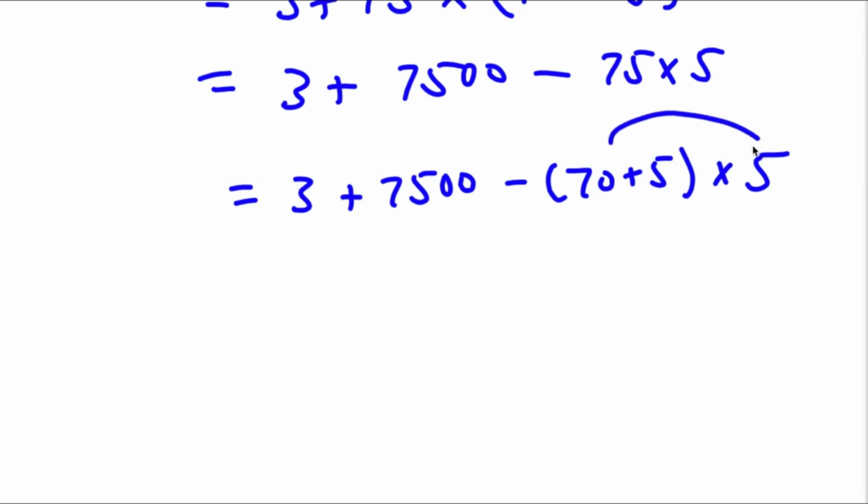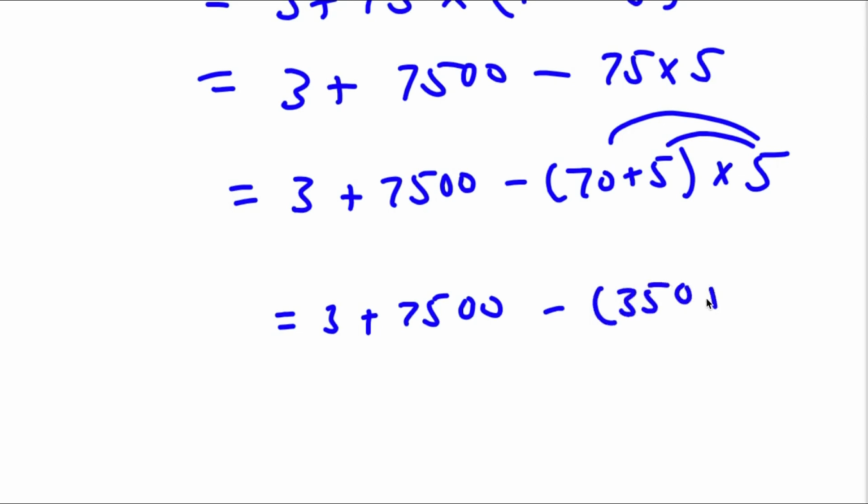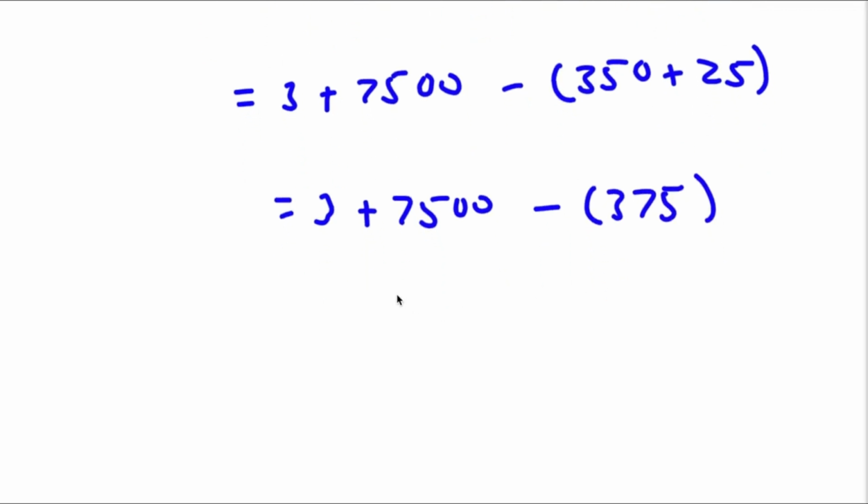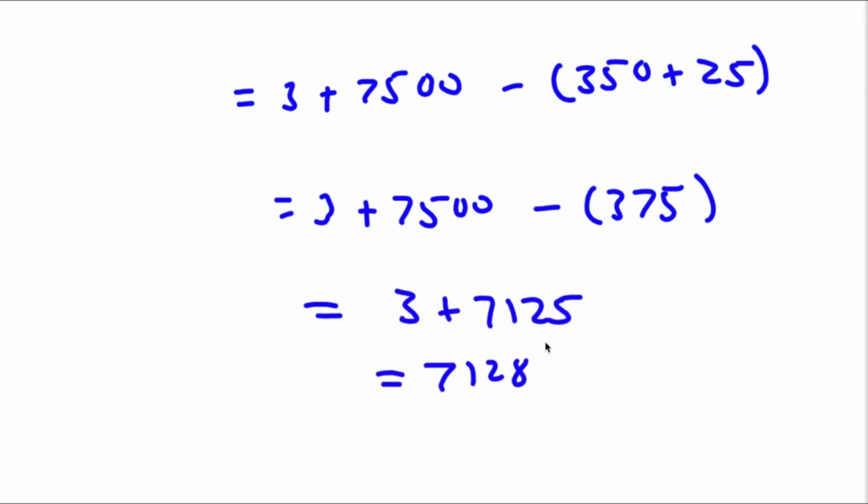Now if I distribute the 5, I get 3 plus 7,500 minus 350 plus 25. This is equal to 3 plus 7,500 minus 375. So now this is equal to 3 plus 7,125, which is equal to 7,128.